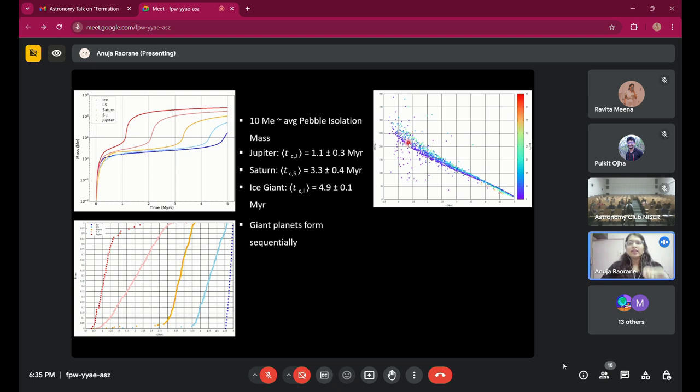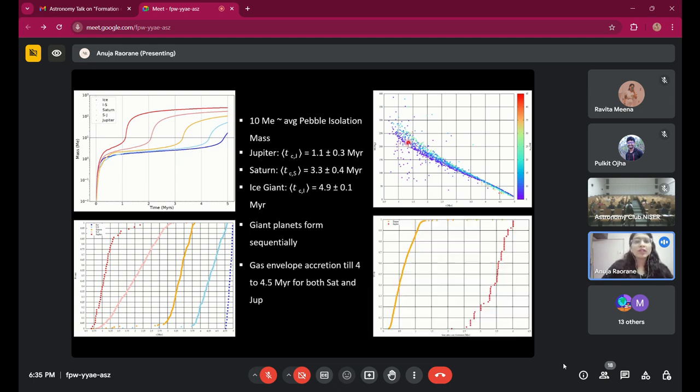Once we looked at the core formation time, we also looked at the gas envelope accretion time for both Saturn and Jupiter. Here we saw that the gas envelope accretion takes place until 4 to 4.5 million years. This is the time until which the gas is still there, and after that it is completely diffused out of the system. So what I'm trying to say is, as long as the gas is there, both Saturn and Jupiter continue growing from their core masses. So what is the implication of all this?